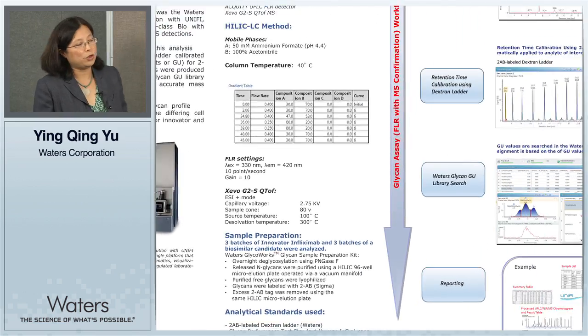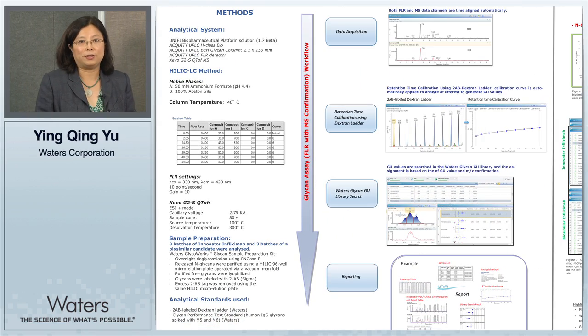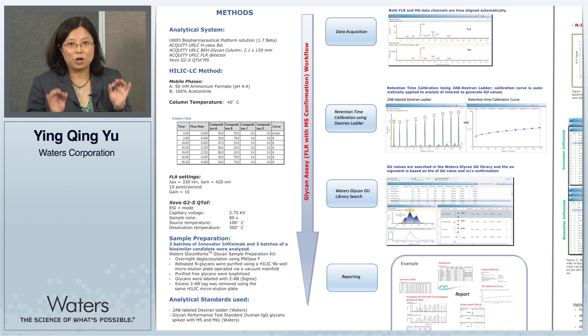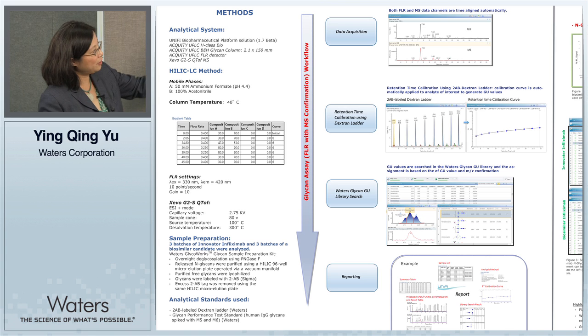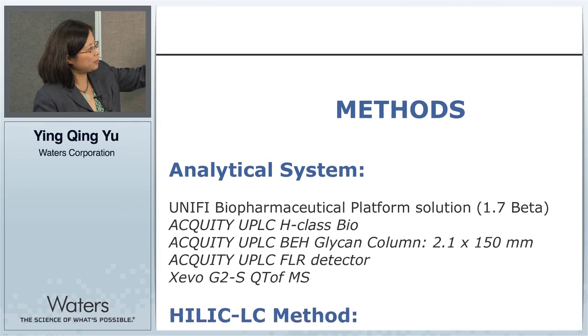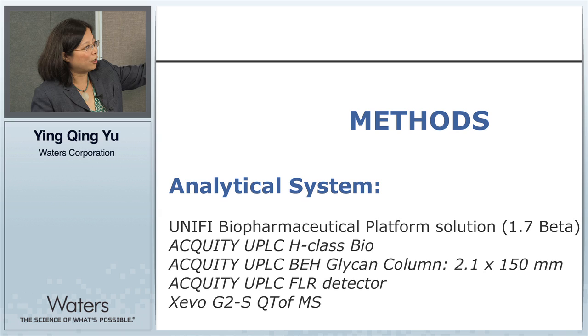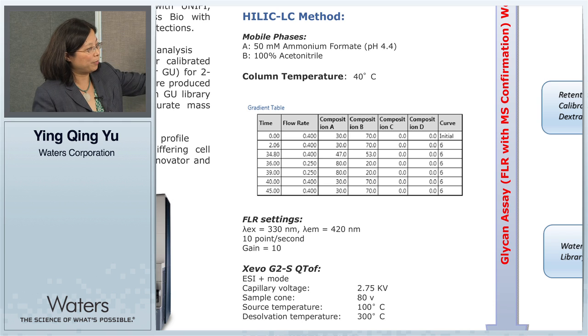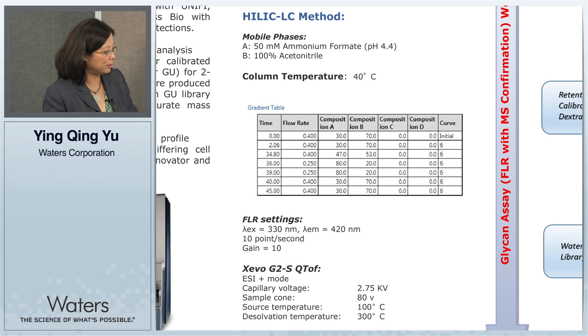For this study, we used 3 batches of Innovator Infliximab and 3 batches of a biosimilar candidate so that we can not only compare the Innovator with the biosimilar with a focus on N-glycan profile, we can also compare among batches for both of them. Under these methods, the analytical system is specified here, and we also gave detailed information on the LC separation methodology and the settings on the QTof and fluorescence.